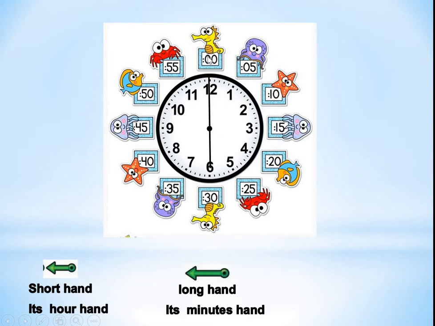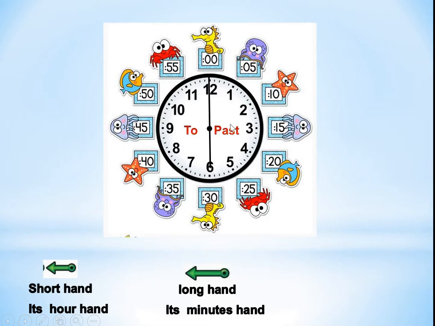So it takes 1 hour. 1 hour equals 60 minutes. Half an hour equals 30 minutes. Like the pizza, when we divide the pizza into 2 halves. Here, half. When the long hand goes to 6, it's half. Half equals 30 minutes. When the long hand goes to 3, how many minutes? 15 minutes. When the long hand goes to 9, it equals 45 minutes.